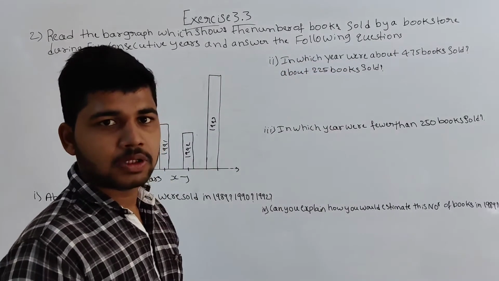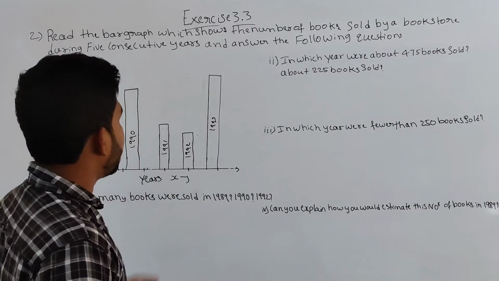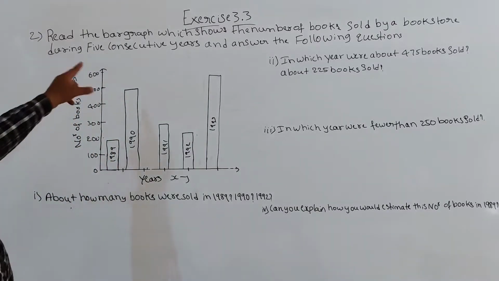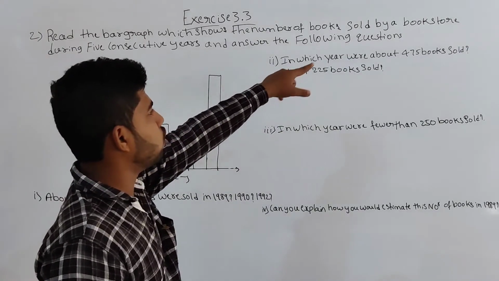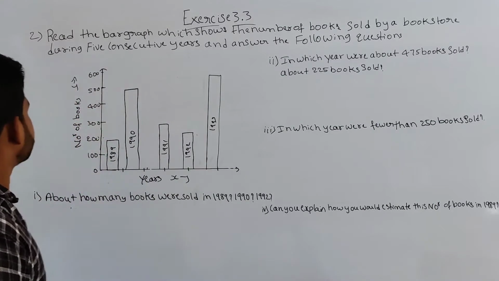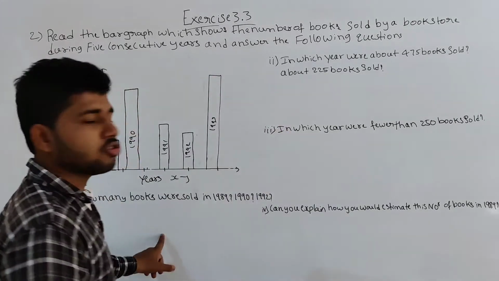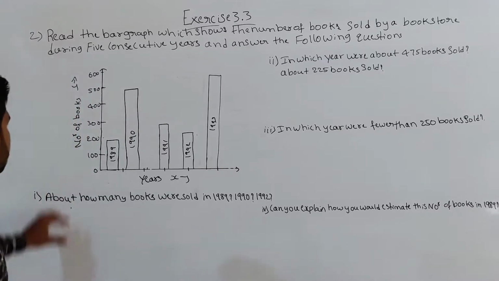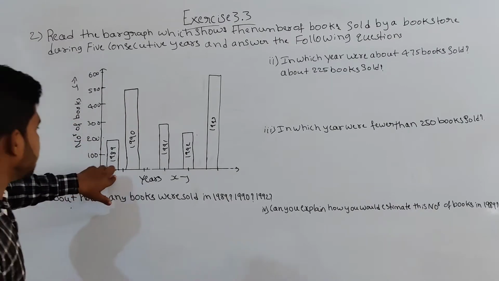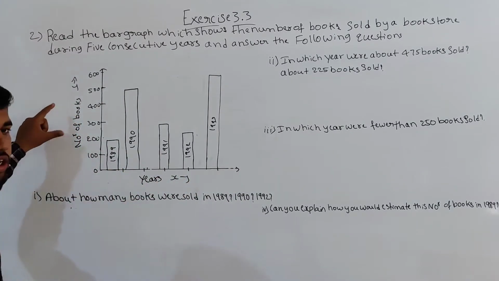sold by a bookstore during a few consecutive years and answer the following questions. Look at it once again. Read the bar graph which shows the number of books sold by a bookstore during the consecutive years and answer the following questions. They have already given the number of books sold per year. They have given the years 1989, 1990, 1991, 1992, 1993. They have given the years and the number of books sold in consecutive years.